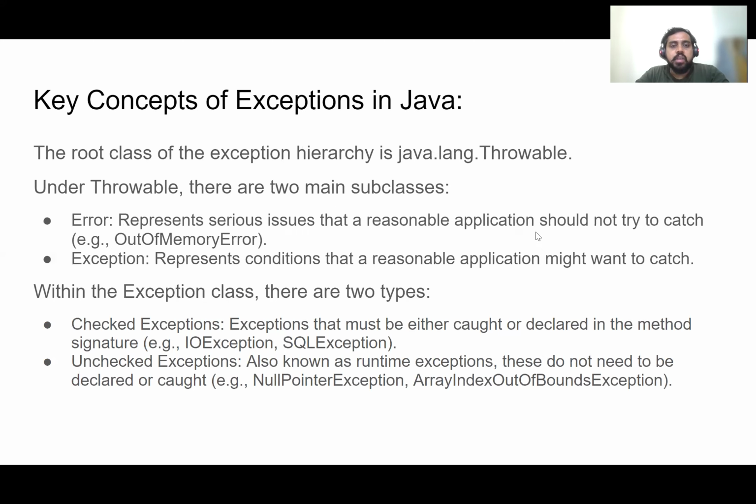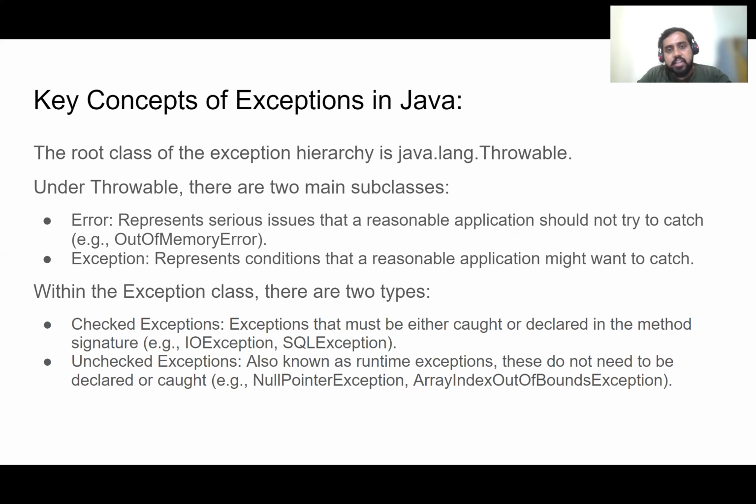So what is the key concept of exceptions in Java? The root class of the exception hierarchy is Throwable. It is also present in the java.lang package. Throwable has two subclasses: one is Error and the other is Exception. Error occurs due to some hardware failure. Suppose we are deploying an application in a cloud or some environment where it requires some amount of RAM or some amount of hard disk space.